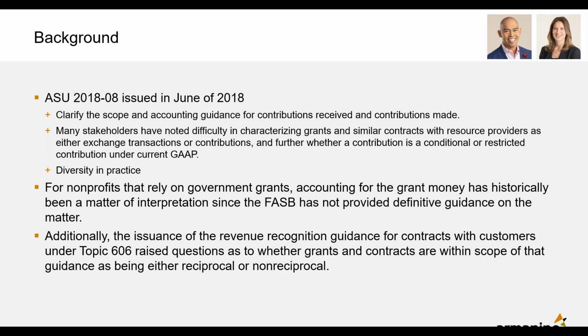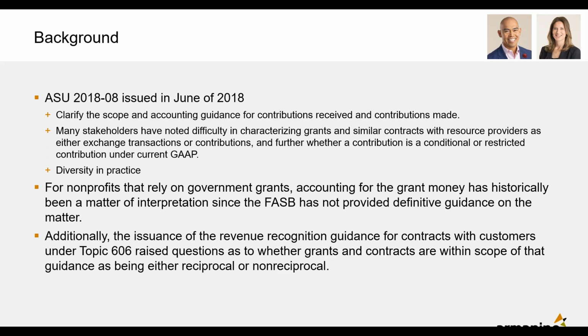They were never included. But what happened is that stakeholders and nonprofits and those involved started talking about grants and contributions with respect to whether or not they're treated as exchange transactions or contributions. So, whether or not there's something reciprocal that the grantor is going to receive in the exchange, or it's truly unreciprocal, a true contribution. And what's happened is that Topic 606, when it was issued, took away some limited guidance that was already in the FASB standards for recognizing exchange transactions.